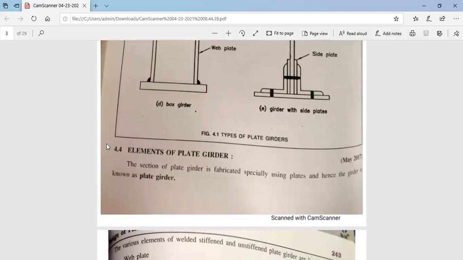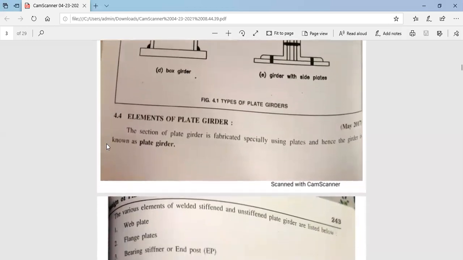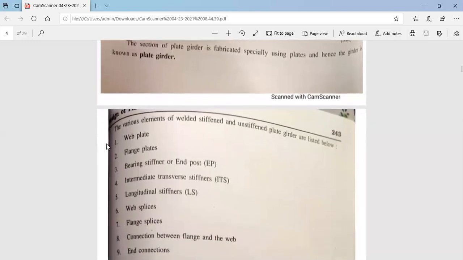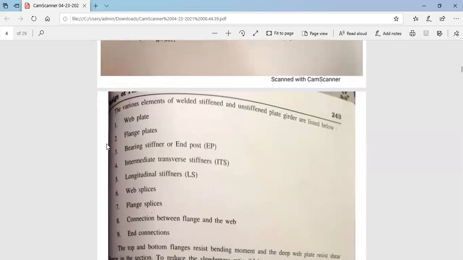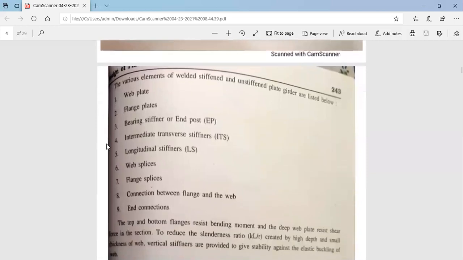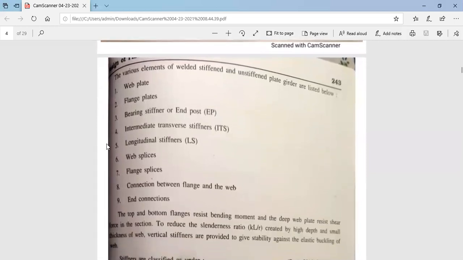Right? So next one is the element of the plate girder. The section of the plate girder is fabricated specially using plates, and hence the girder is known as the plate girder. There are various elements of welded, stiffened and unstiffened plate girders, listed below: web plate, flange plate, bearing stiffeners or end post, also known as EP, intermediate transverse stiffener, known as ITS, longitudinal stiffeners, known as LS, web splices, flange splices, connection between flange and the web, and end connections.